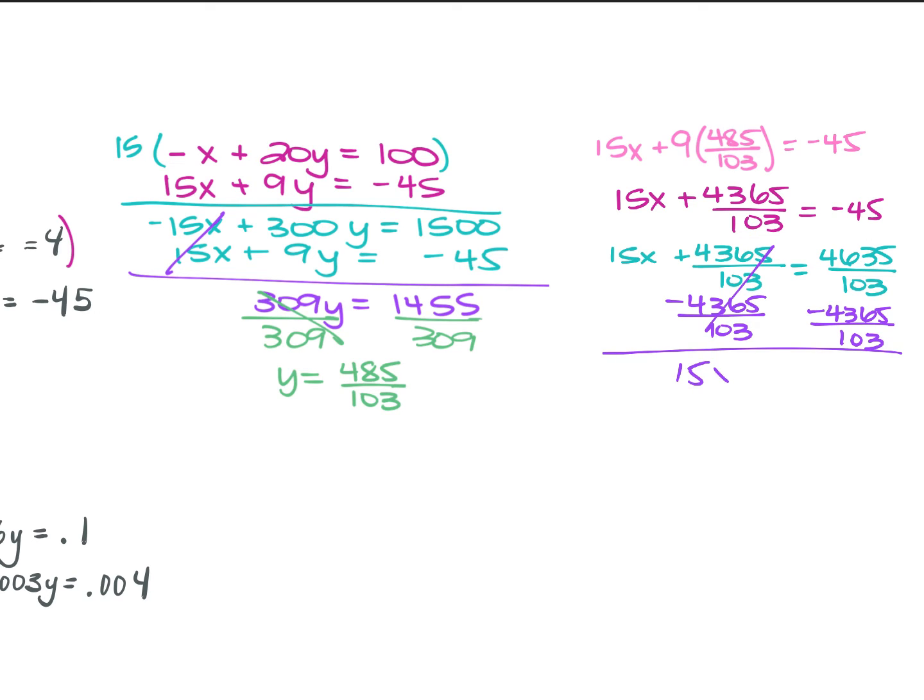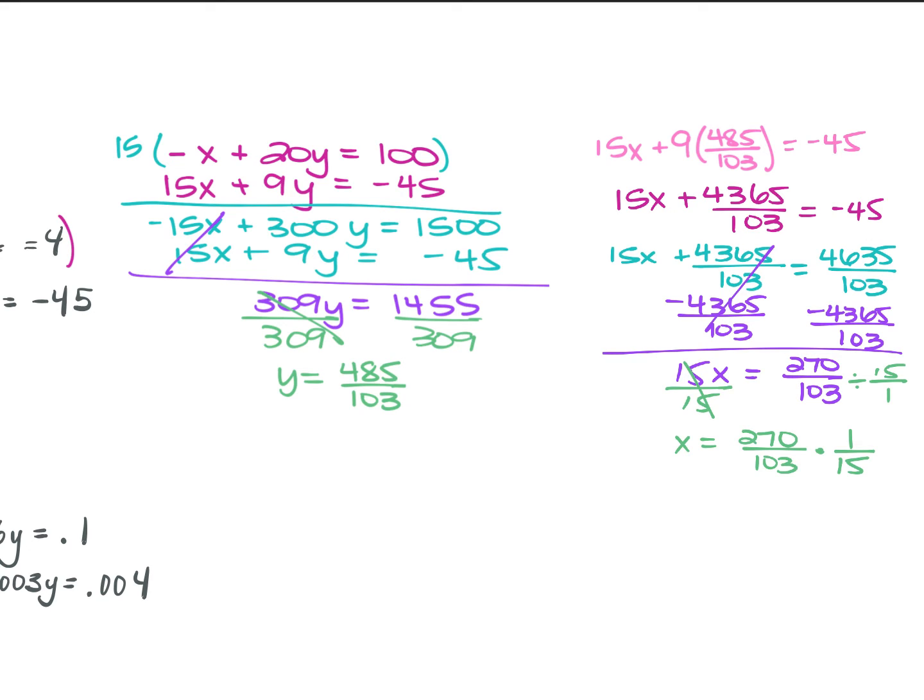This gives us 15x is equal to 270 over 103. This 270 over 103 does not simplify, so you are going to have to just divide each side by the 15, or 15 over 1. We're going to keep change flip, so 270 over 103 times 1 over 15.